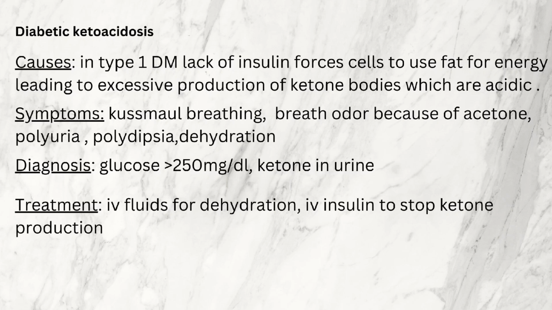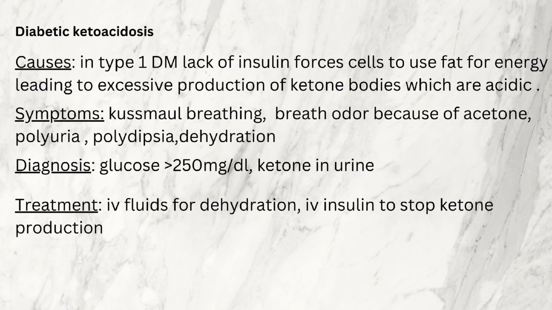Now let me explain. Under normal circumstances, insulin inhibits lipolysis. Now, when type 1 diabetes occurs, the adipose tissues break down the triglycerides into free fatty acids. The free fatty acids are converted into acetyl-CoA. Now, the acetyl-CoA tends towards ketogenesis, which will eventually lead to the production of ketone bodies, which are acidic.